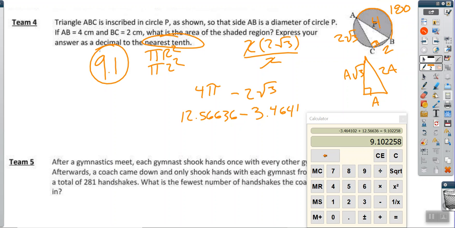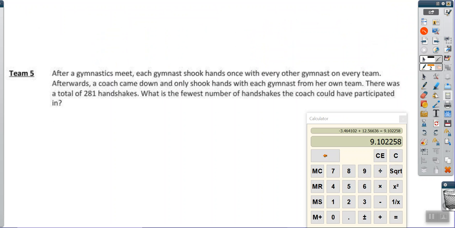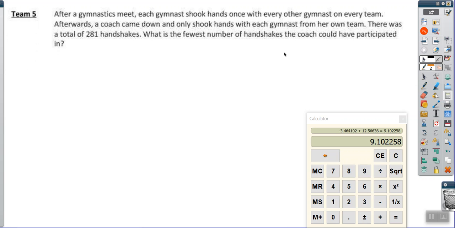All right, so that's definitely a little more intricate, more involved problem. So is this next one. All right, so after a gymnastics meet, each gymnast shakes hands once with the other gymnasts on every team. Afterwards, the coach came down and shook the hands of each gymnast from her own team. There were a total of 281 handshakes. What is the fewest number of handshakes the coach could have participated in?